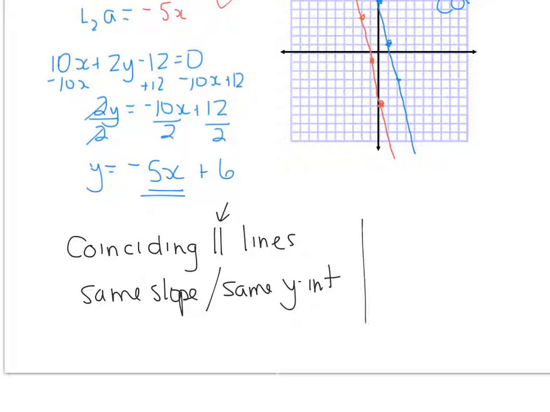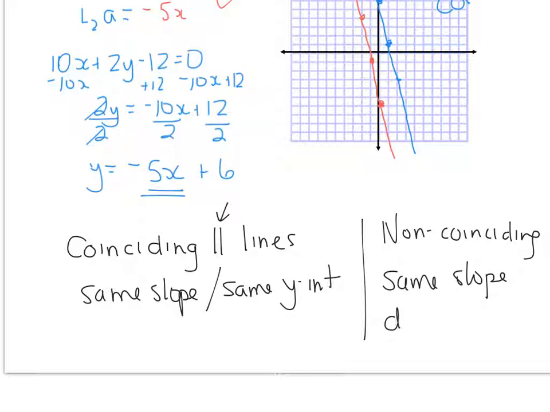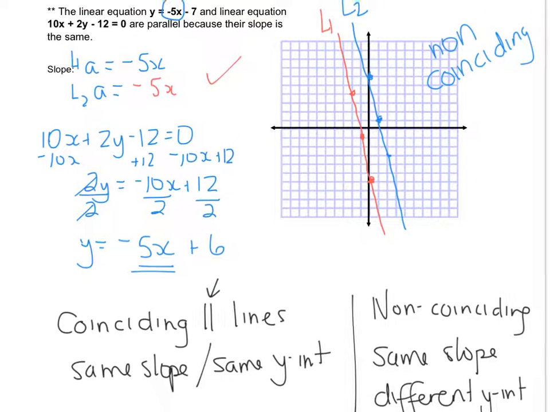Okay? And non-coinciding parallel lines have the same slope but different y-intercepts. So the graph above is an example of non-coinciding. If I had a coinciding parallel line, look at line 1, there would be line 3 and it would be going exactly on top. So it would be the exact same line there, coinciding.